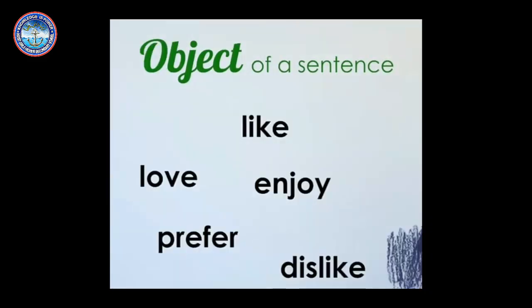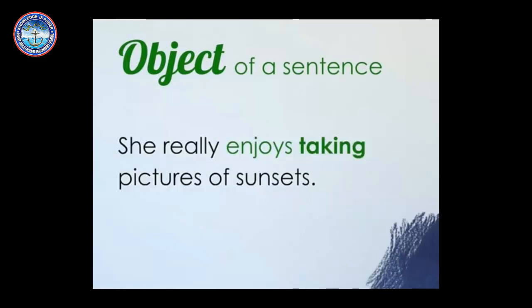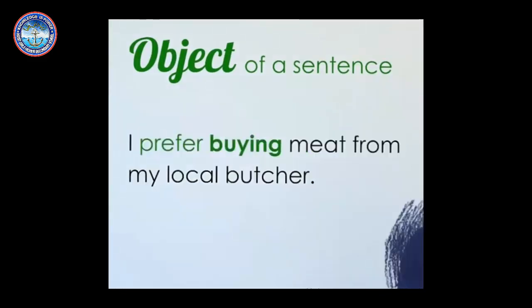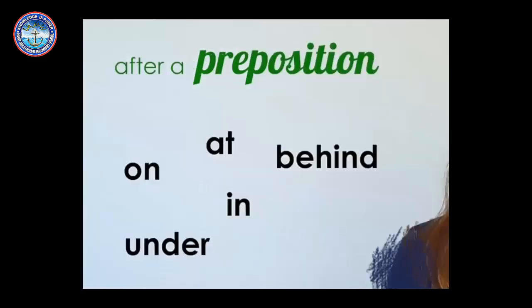Next, object of a sentence. There are some very common verbs that take gerunds as objects. Love, like, enjoy, prefer, dislike. All of these verbs can be followed by a gerund. I really like cooking, but my husband is a much better cook than me. She really enjoys taking pictures of sunsets. I prefer buying meat from my local butcher. Okay? It's your turn. Now what do you dislike doing? What do you prefer doing? Pause the video and write a sentence.